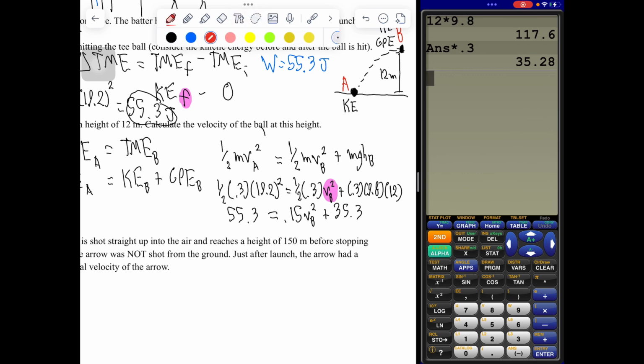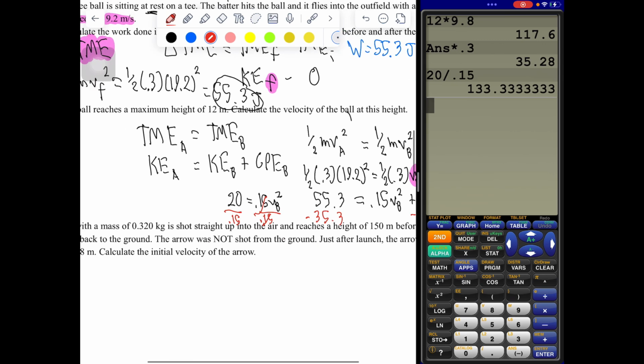Now we want to go ahead. We will subtract 35.3 from both sides. This is going to give us, if we move it on over, 20 is equal to 0.15 velocity at b squared. Now we divide both sides by 0.15. That cancels. And we get 20 divided by 0.15 equals 133. If we keep bringing this over, now we have 133.3 is equal to the velocity at b squared.